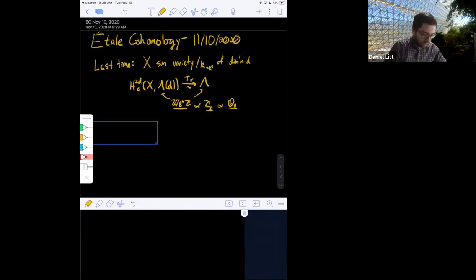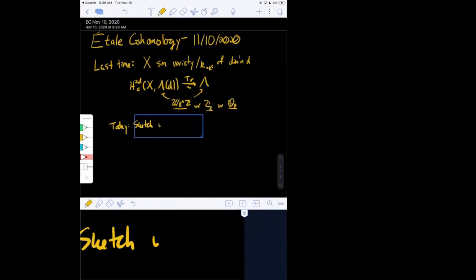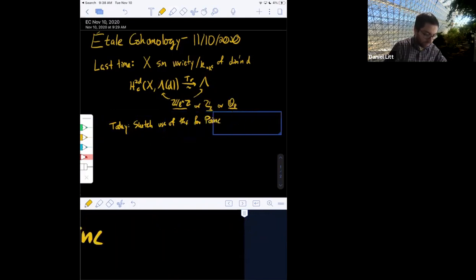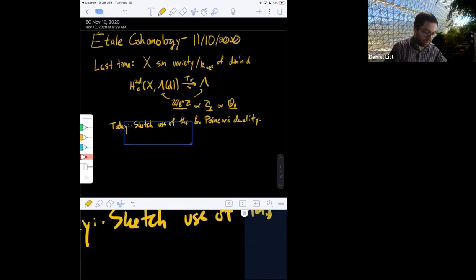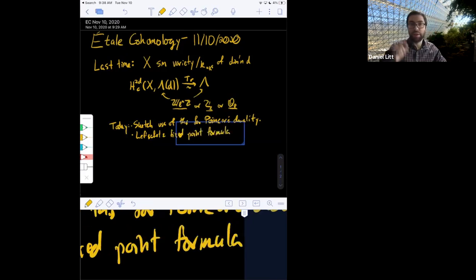And so today I'm going to use this. I'm going to sketch how we're going to use this to construct Poincaré duality. And then I'm going to sketch the proof of the Lefschetz fixed point formula. And that will be a conclusion, actually, of all the preliminaries we need to start getting at the Weil conjectures.